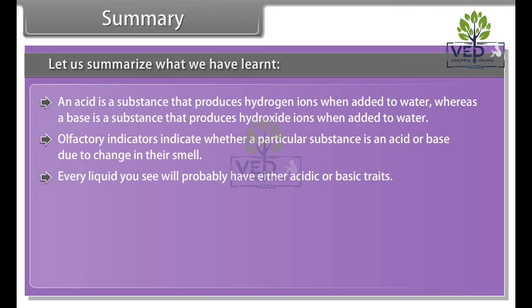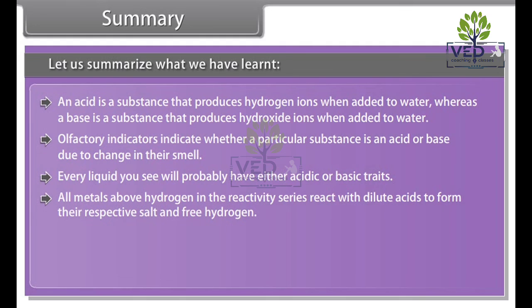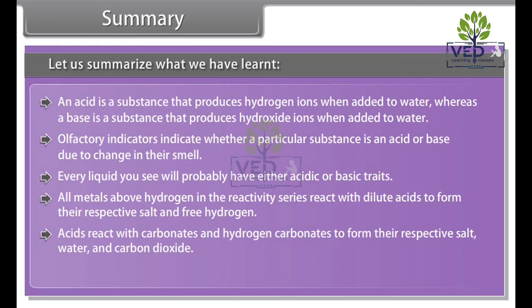Every liquid you see will probably have either acidic or basic traits. All metals above hydrogen in the reactivity series react with dilute acids to form their respective salt and free hydrogen. Acids react with carbonates and hydrogen carbonates to form their respective salt, water, and carbon dioxide.